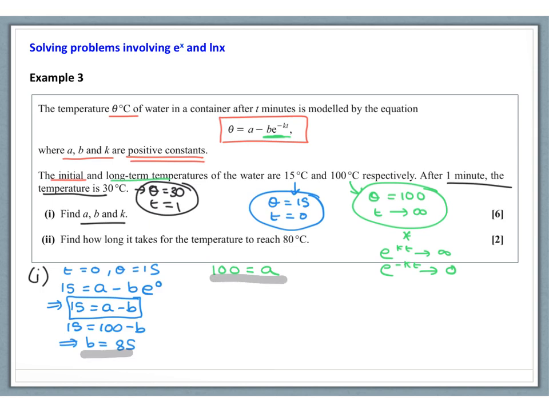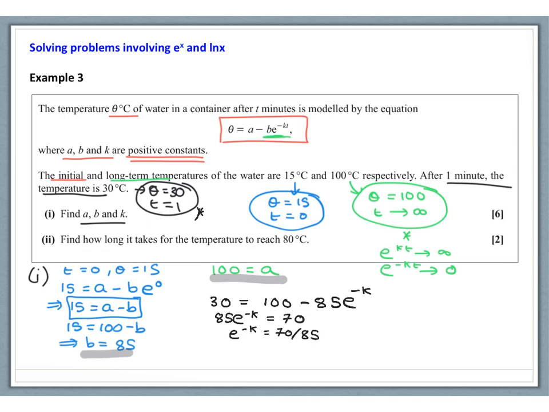And we then need to use our third and final piece of information to find the value of K. So this piece of information here. So we know that 30 is equal to A, which is 100, minus B, which is 85, e to the negative kt. But of course we're using t equals 1, so it's just negative k. Let's now rearrange this equation. So 85 e to the negative k equals 70. e to the negative k equals 70 over 85.